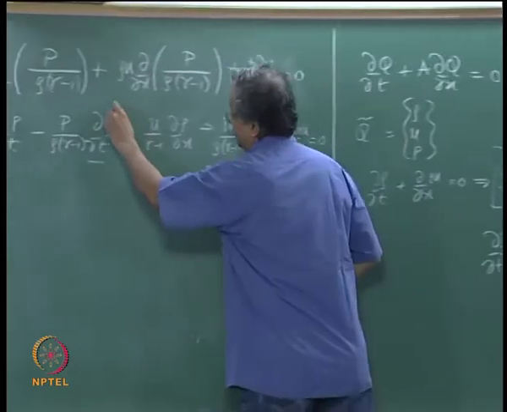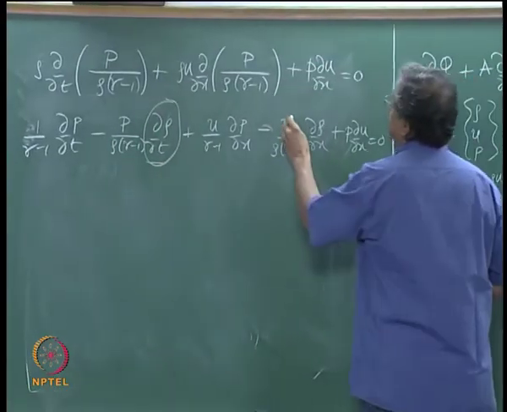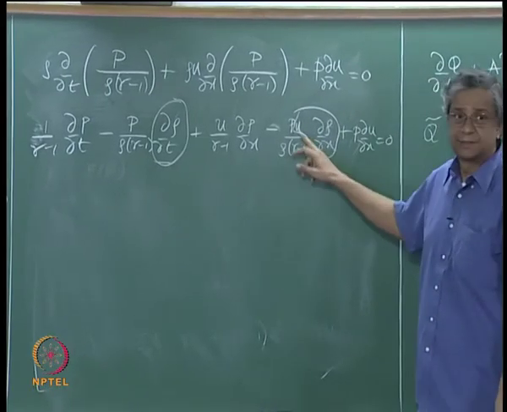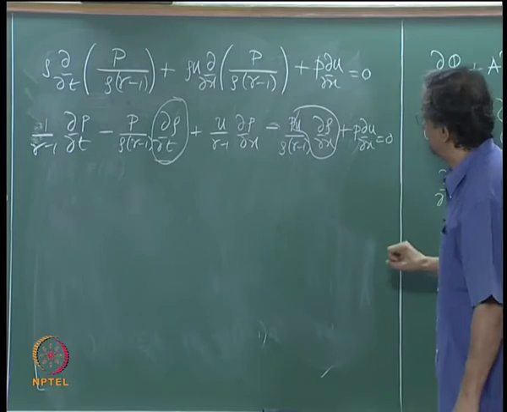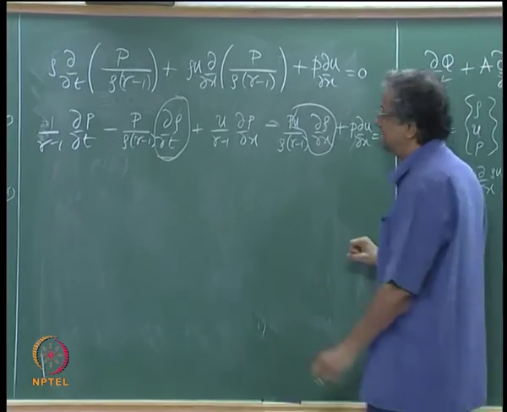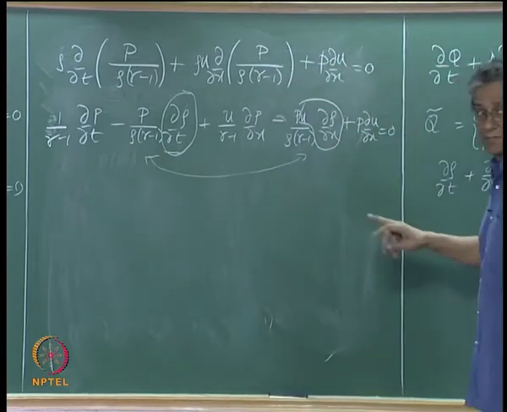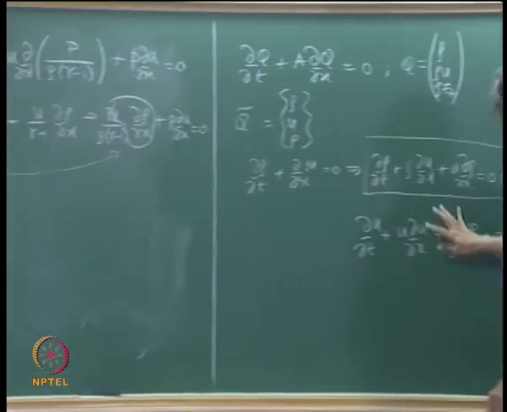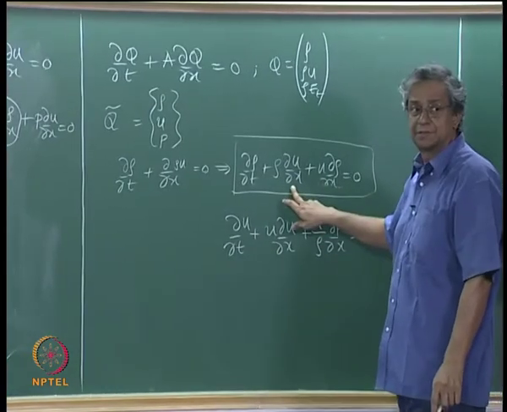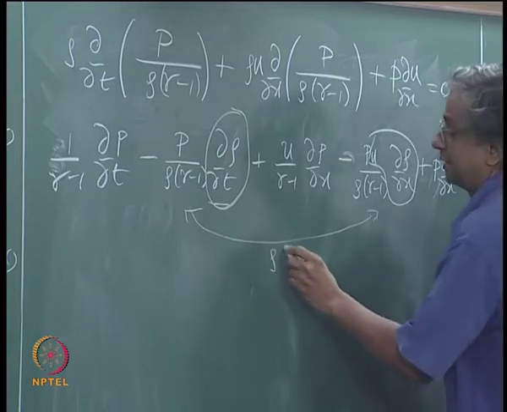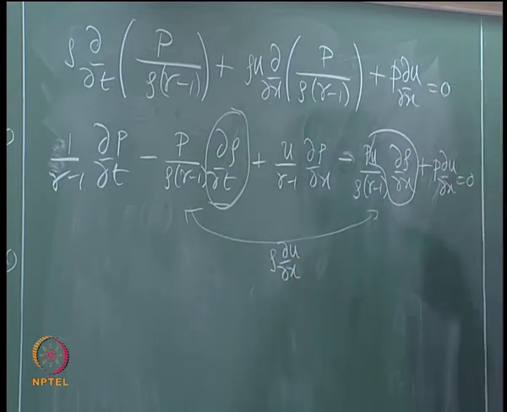So I see a dou rho dou t and I see a u dou rho dou x, and they are both multiplied by p divided by rho times gamma minus 1. So these terms can be combined, they both have a minus sign in front, which means I am taking them over to this side, that leaves me a plus rho dou u dou x. So these terms can be replaced, from conservation of mass, by rho dou u dou x, okay. I will multiply through by gamma minus 1.